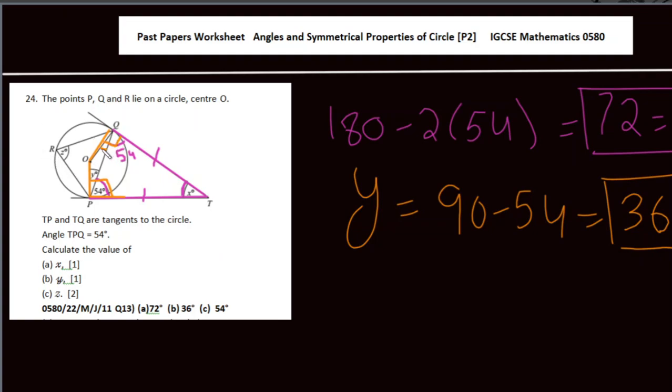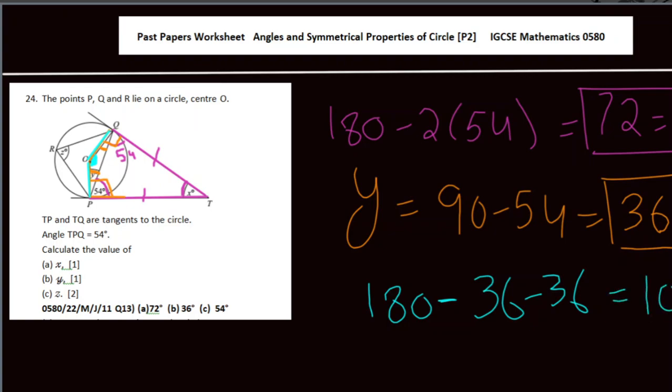Now we have to find angle z. If this is 36 and this is 36, we can find this angle over here by doing 180 minus 36 minus 36, because that's an isosceles triangle again. This length here and this length here are equal because both of them are radii. So one side is y, which is 36, so the other side is 36 as well. So 180 minus 36 minus 36 gives us 108.